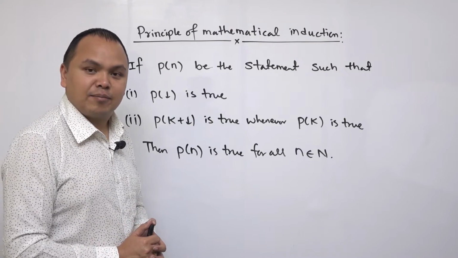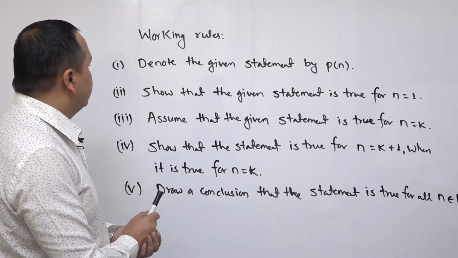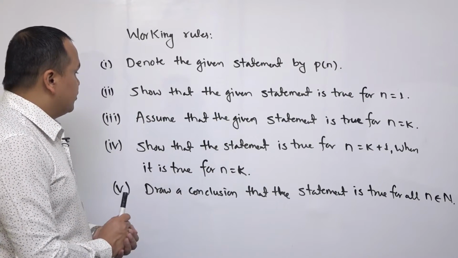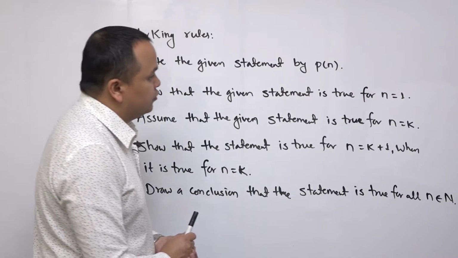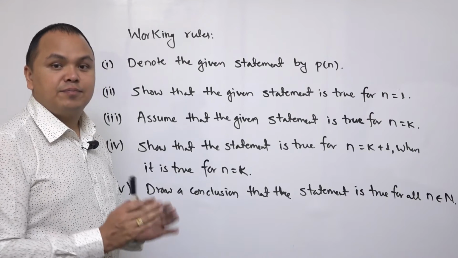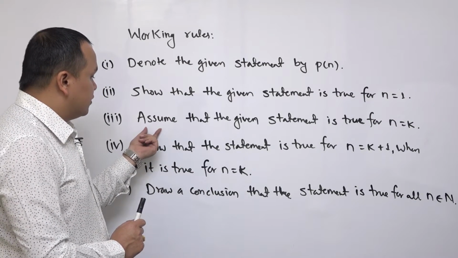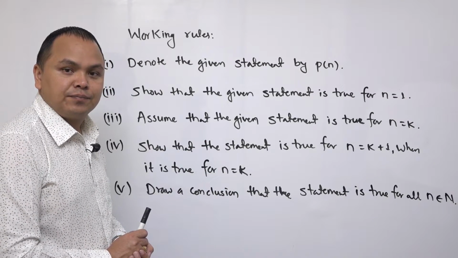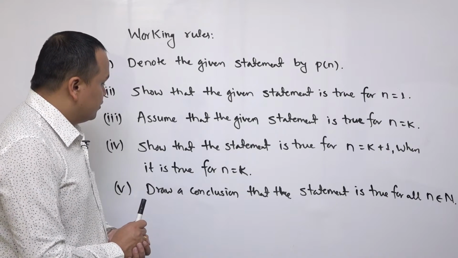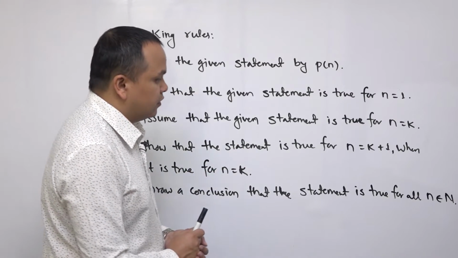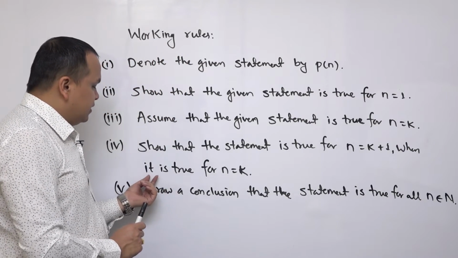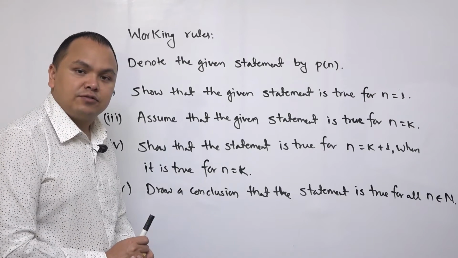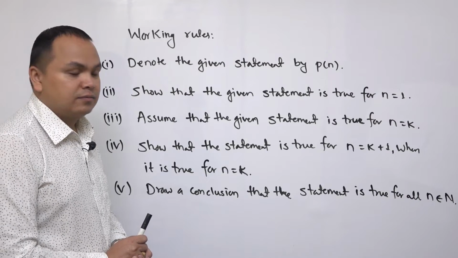Now the working rules. First of all, denote the given statement by Pn. The second one, show that the given statement is true for n is equal to 1, that is P1 is true. Third step, assume that the given statement is true for n is equal to k. And fourth, show that the statement is true for n is equal to k plus 1 when it is true for n is equal to k. Finally, draw a conclusion that the statement is true for all n belongs to natural numbers.